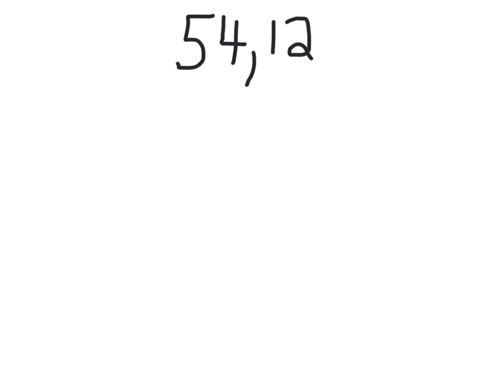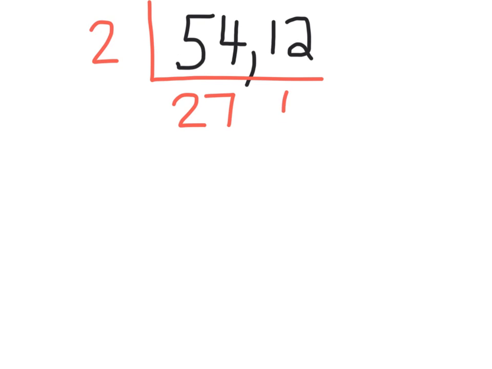Okay, so the second one was 54 and 12. So we start our cake. And then we try to decide which prime number we can divide both of the numbers by. So I always start with 2. Can I divide both of these numbers by the prime number 2? And I can because they're both even. So 54 divided by 2 would be 27. 12 divided by 2 would be 6.